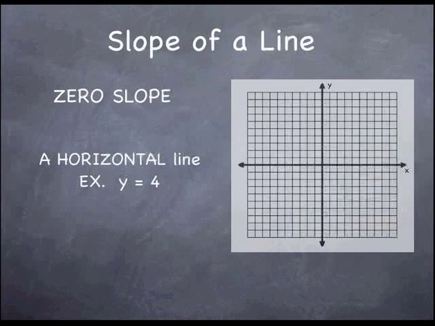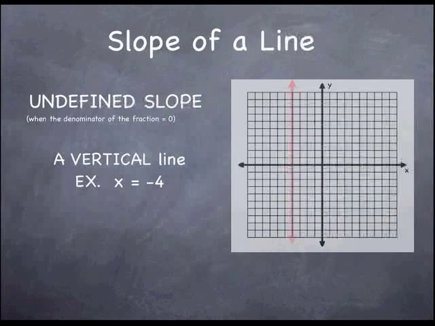A line with zero slope is a horizontal line. In this case, I have graphed the line y equals 4. This line has zero slope because if I was to walk on top of this line, I wouldn't be going uphill or downhill. I've got zero slope. There is a little trick to remember this. Using the line of the x-axis, I can draw the letter z, and that z stands for zero slope.